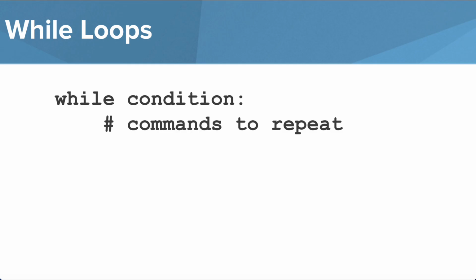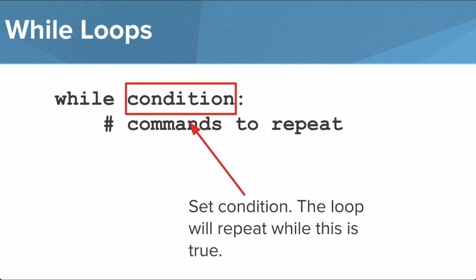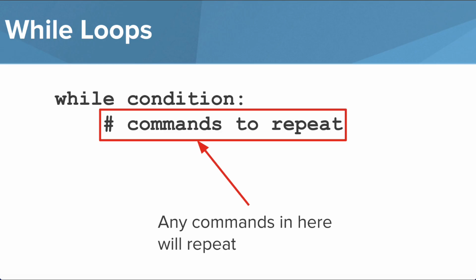Let's take a look at the different parts. The first thing we have is the keyword while. After while, we'll write a condition. The loop repeats while the condition is true. Indented below, we write all the commands to be repeated while our condition is true. Let's look at an example.